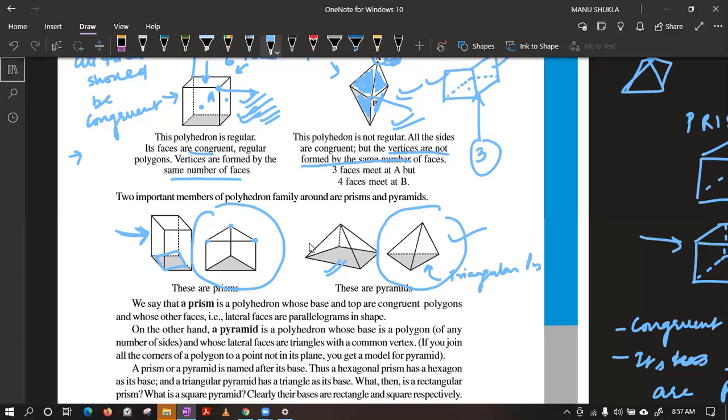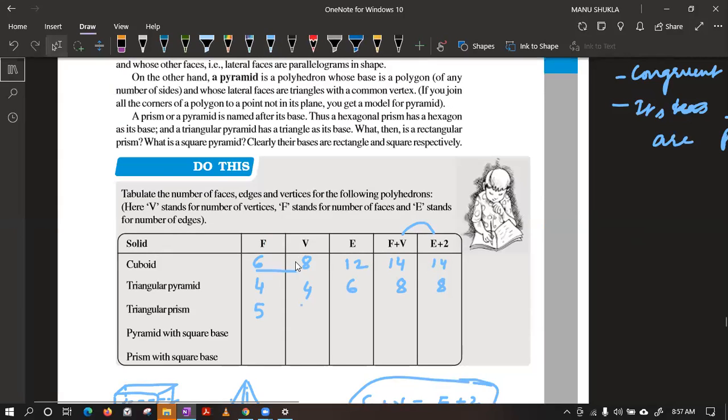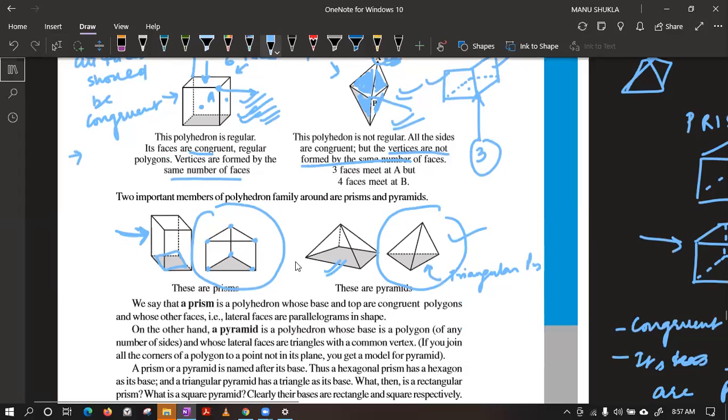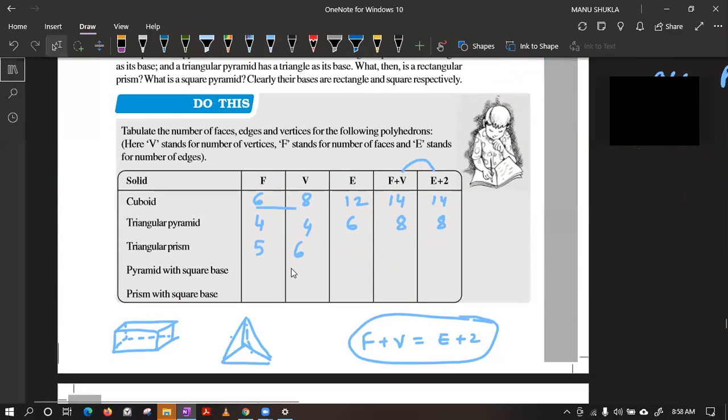1, 2, 3, 4, 5, and 6. There are 6 vertices. Now the number of edges, class please check. Number of edges: 1, 2, 3, 3 here also, 6, 7, 8, 9. There are 9 of these.